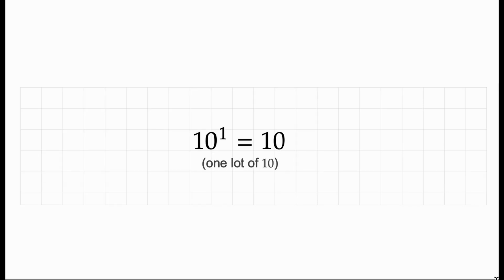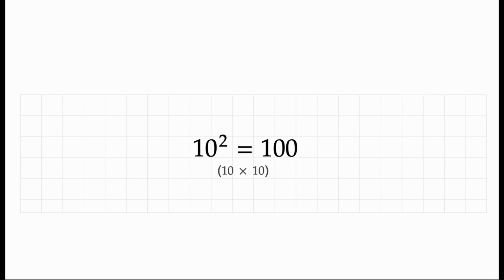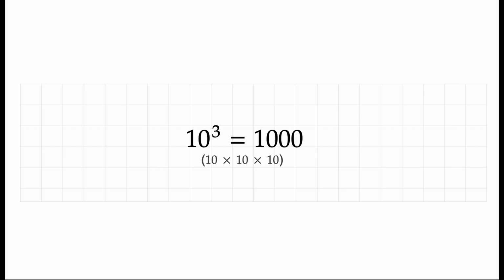Tens is 10 to the power of 1, which is the same as 1 lot of 10. Our hundreds is 10 squared, which is 10 times 10. And the thousands are written as 10 to the power of 3, which is 10 times 10 times 10. Now you may notice that the power is increasing by 1 each time, which just means that the previous number is being multiplied by 10 one more time.